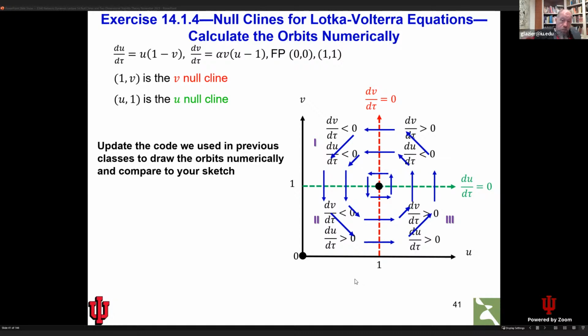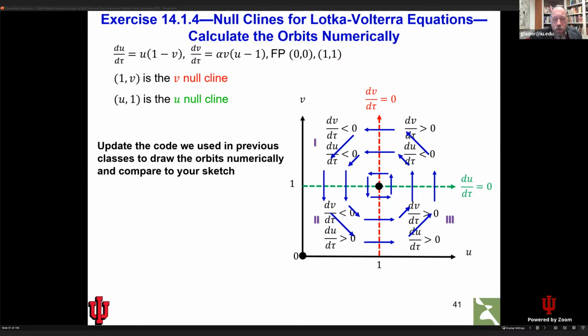Take the code that we remember. We did the code for the latch. We had a workbook that would plot the latch. And now, instead of using that more complicated set of differential equations, use this very simple set for Lotka-Volterra.